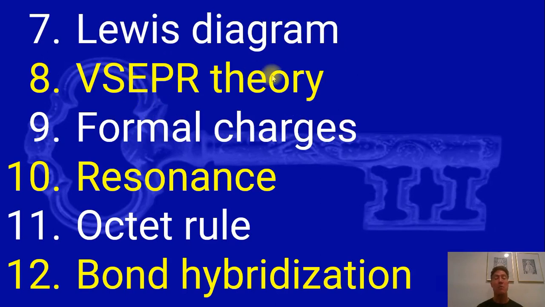VSEPR or balloon theory will help you predict the geometry of the electrons, the electron domain geometry, as well as the molecular geometry, the geometry of the individual atoms, when we don't consider the unbonded pairs. If things can be drawn more than one way, that gives rise to resonance, which is a way of explaining the experimental data. The octet rule obviously is everything likes to get 8, unless it's small, like hydrogen, in which case it's happy with 2.